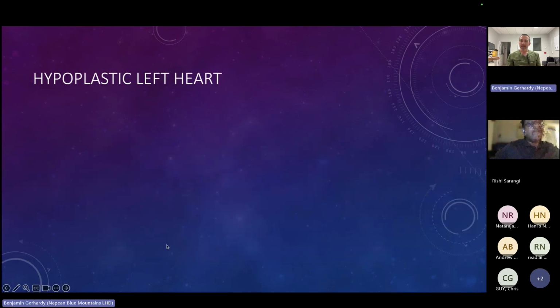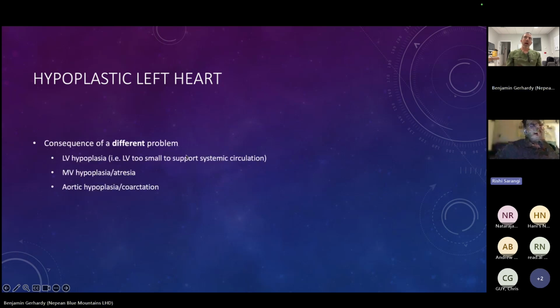Hypoplastic left heart. Can anyone define this for me? Is this a problem in and of itself, or is this something else? Is this a clear, straightforward diagnosis, an independent sort of etiology? Anyone have a guess? Okay, no worries. So hypoplastic left heart is just underdevelopment, right? It's an underdeveloped left heart and can happen for a whole lot of reasons.